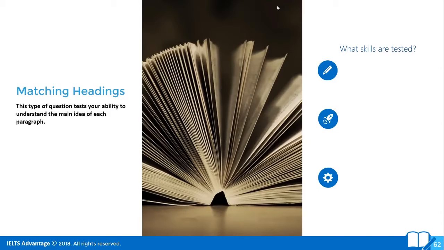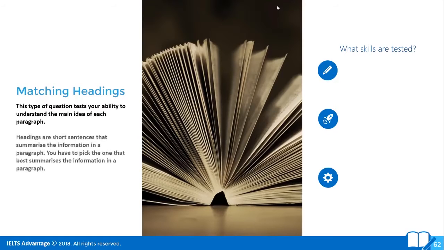So this type of question tests your ability to understand the main idea of each paragraph. So it's always important to understand what they are testing. Each of the different types of question tests a different sub-skill. One of the sub-skills that they're testing is your ability to look quickly at a paragraph and understand the main idea, the key idea in that.